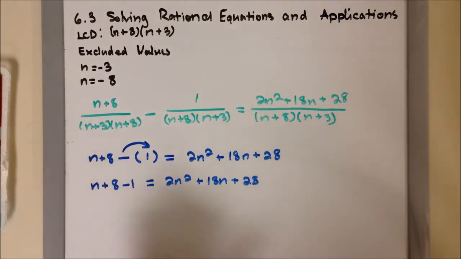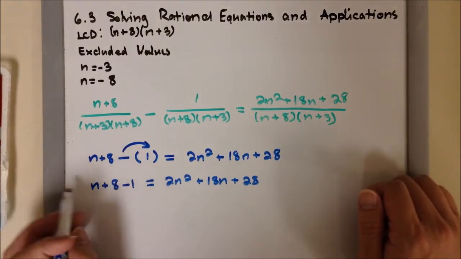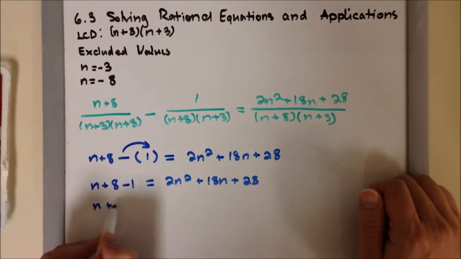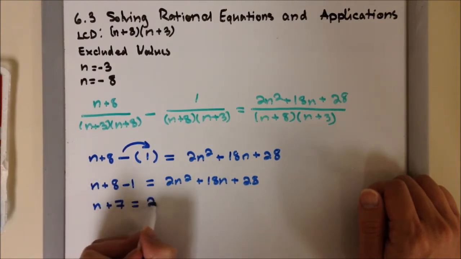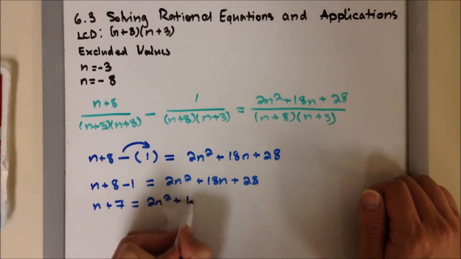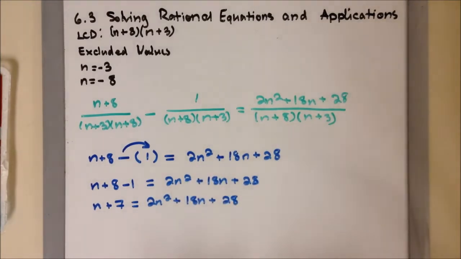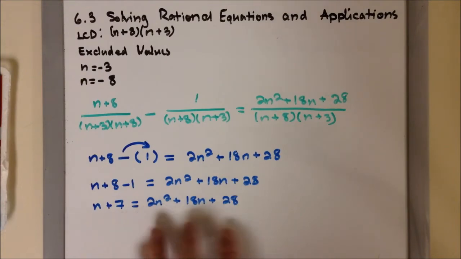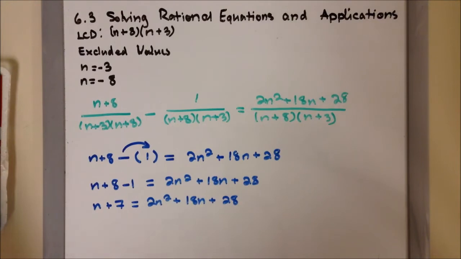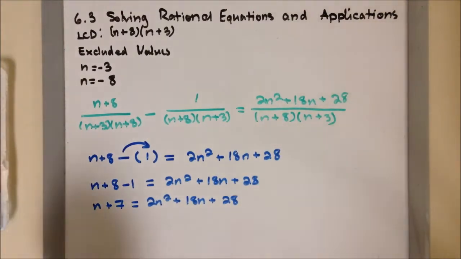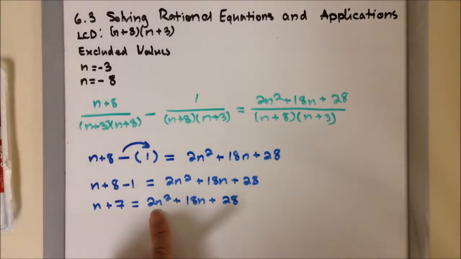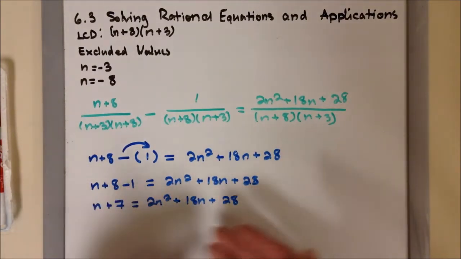Alright, I'm going to combine like terms here, so it's going to be n plus 7 equal 2n squared plus 18n plus 28. Alright, when you have your numerator just like this, and you have a quadratic equation part because it has that n squared, what you're going to do is set one side equal to 0. So here my 2n squared is positive and it's on the right side, so I'm going to try and get all my terms to be on the right side.